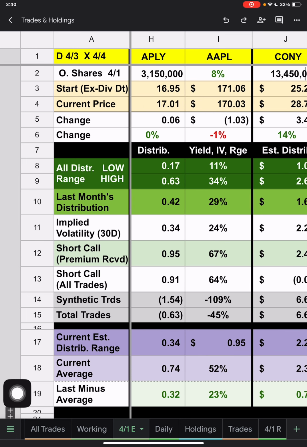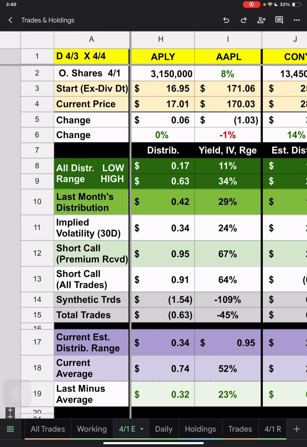If we move on to Apple, Apple's outstanding shares are up 8%. In this case, it looks like Apple, the YieldMax ETF, won.